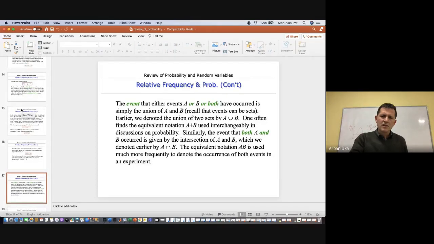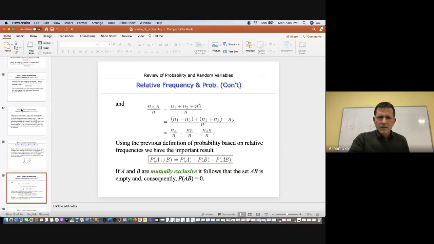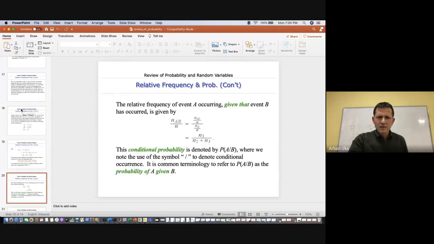So if we do a lot of experiments, we can see that the probability converges to the expected value of 50% once we increase the number of trials for large n's. Now let's see here. We see some other probabilities of having different events.